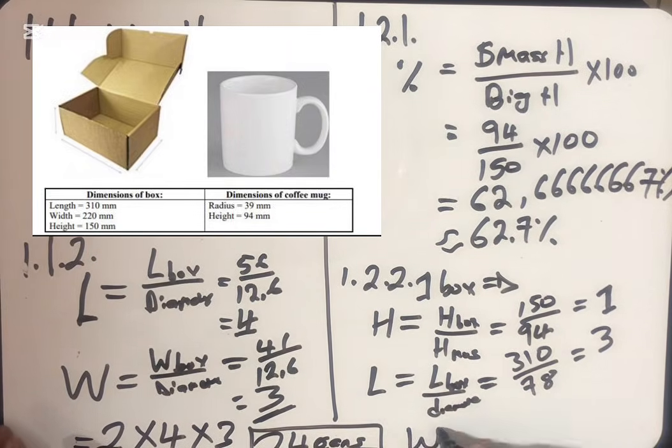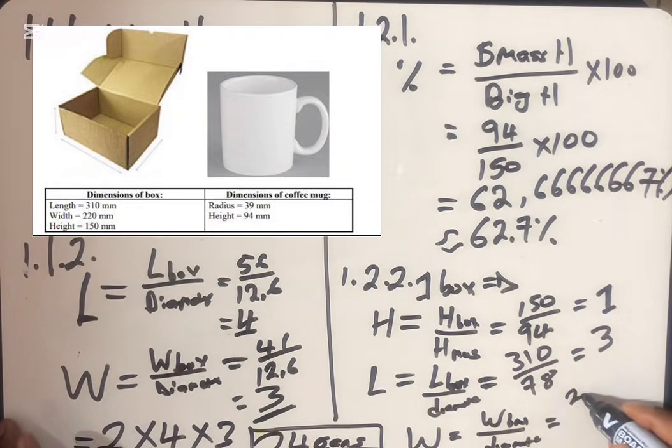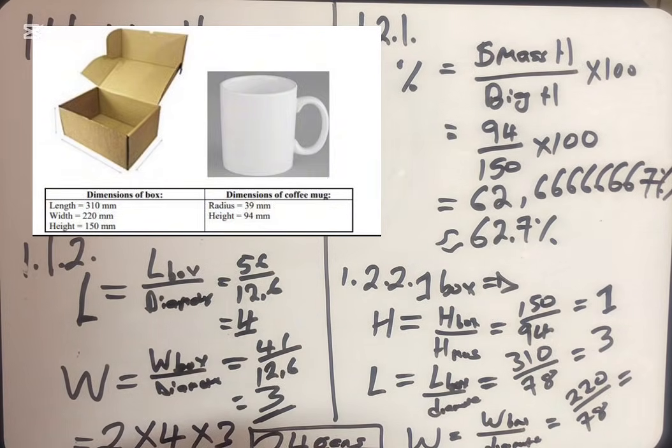Then we go to the width. We're going to say the width of a box divided by a diameter, whereby the dimension of the width here is 220. 220 divided by 78, which is our diameter. 220 divided by 78, the answer is 2.